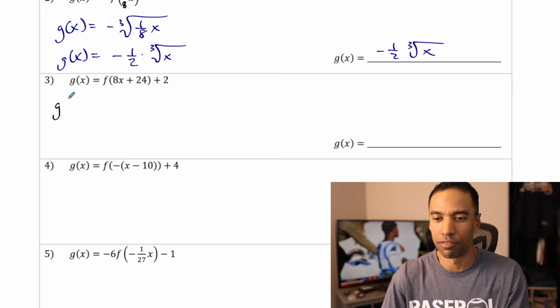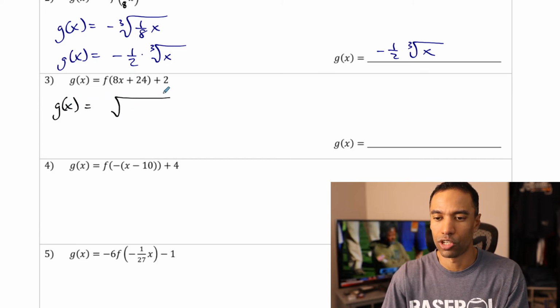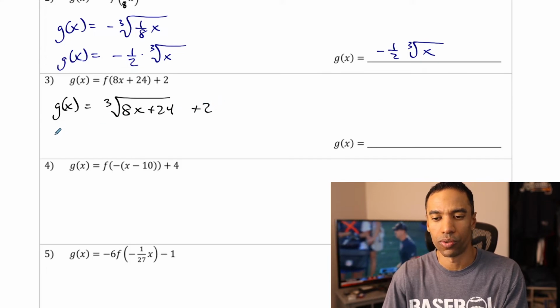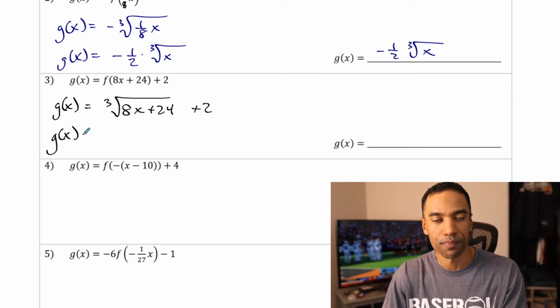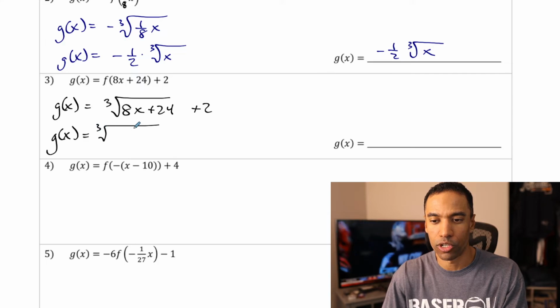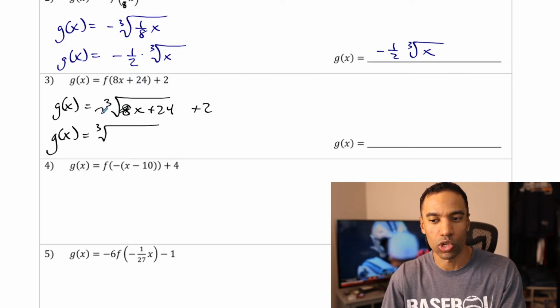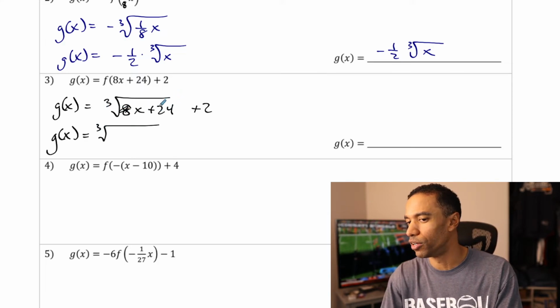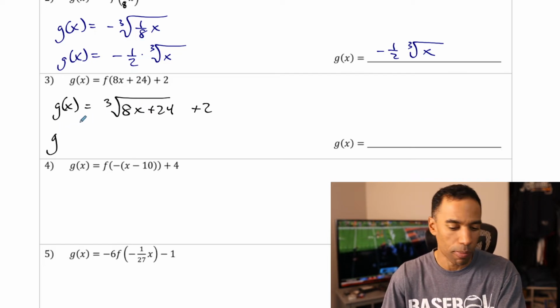Cube root of 8x plus 24, plus 2. Hey, let's factor the 8. Got to factor that thing before you do any cube root business. Can't just turn this into a 2 and then say that's still 24. No. The 24 is just a part of it, right?